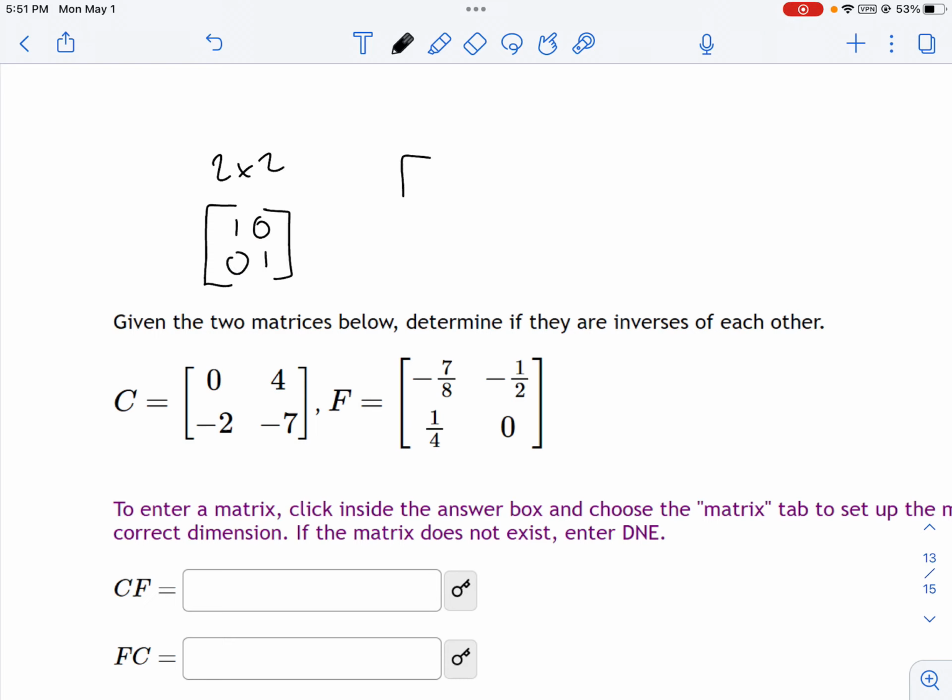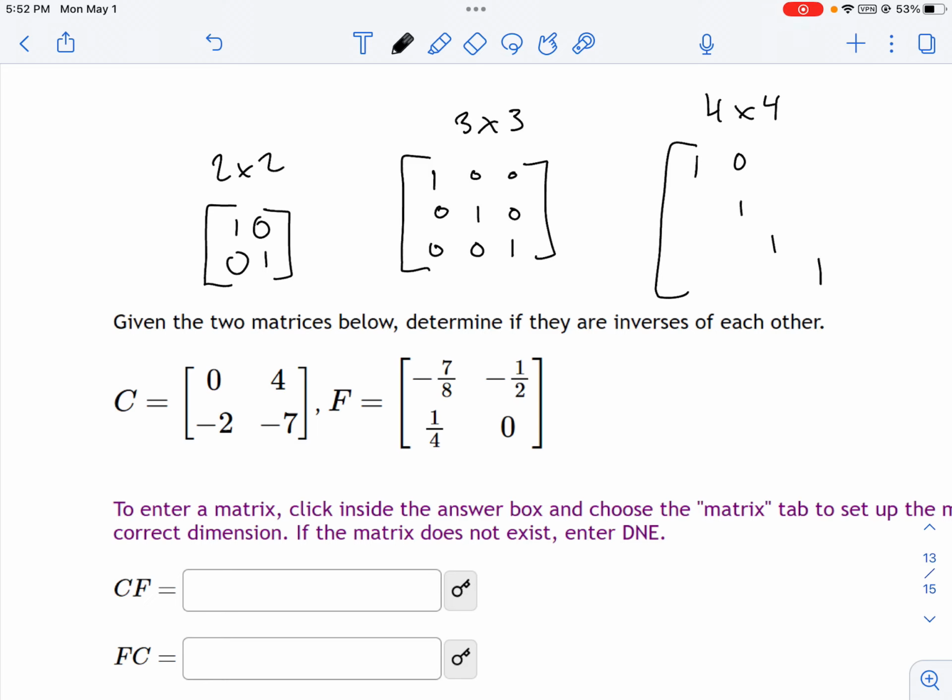If you have a 3 by 3 matrix, it'll be 1 along the main diagonal and 0 everywhere else. If you have a 4 by 4 matrix, the identity matrix will be 1s along that main diagonal and zeros everywhere else. And you can keep going with larger and larger square matrices. So that is your identity matrix for matrices.